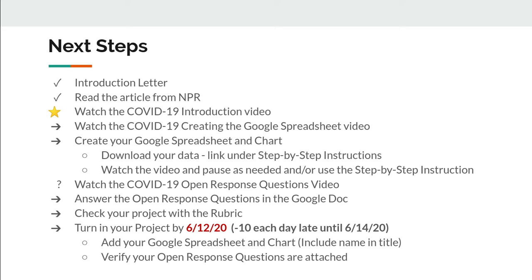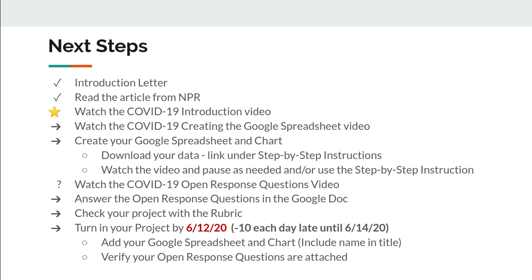Okay, so here are the next steps, and they're listed in your project document. You should have already read the introduction letter. If you haven't, go back and read it. You should read the article from NPR if you have not already. Okay, and that's about antibody testing and infection fatality rate. You're watching the COVID-19 introduction video. After this, you're going to watch the COVID-19 creating the Google spreadsheet video, and I'm going to show you exactly how to create the scatter plot, and also how to create the line of best fit, and how to find the equation of the line of best fit.